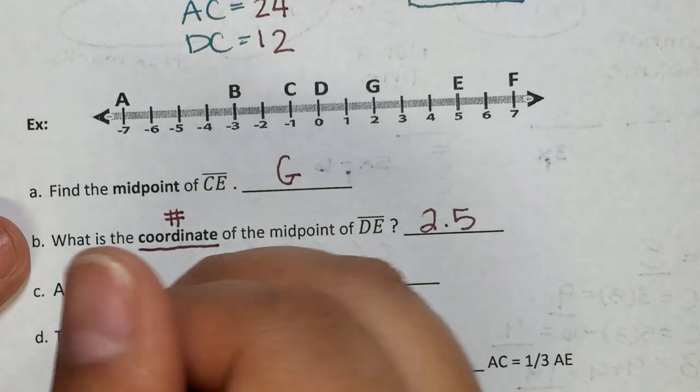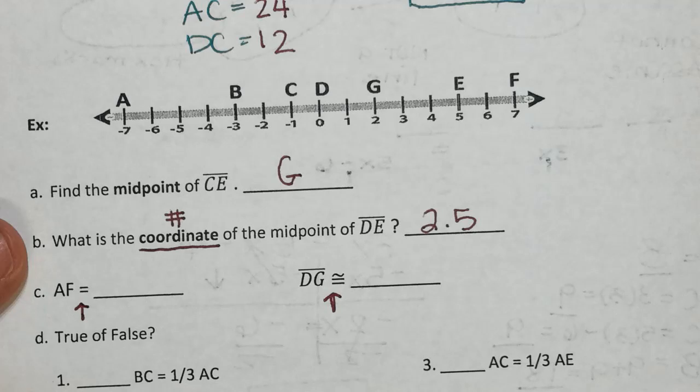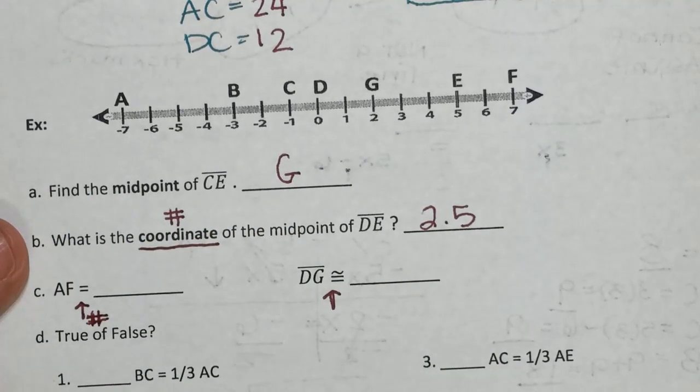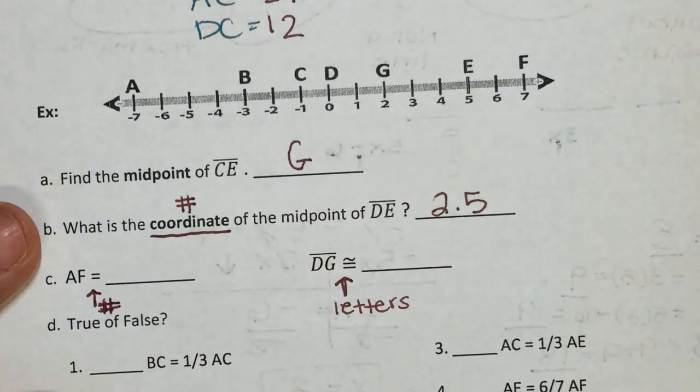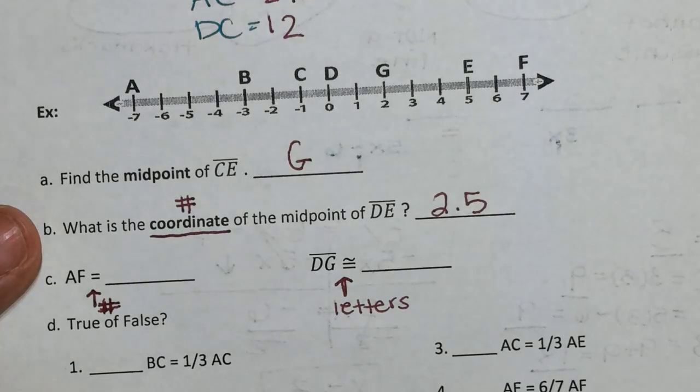All right, I need you to notice on C, do you see how this has an equal sign and this has a congruent sign? What's the difference? Whenever you see the equal sign, I want a number. Write that down. Whenever you see the congruent sign, your answer should be letters. Let me say that again. When you see an equal sign, your answer should be numbers. When you see a congruent sign, your answer should be letters. On your quiz and your homework, you're going to have to pay very close attention to what I'm asking for. Okay?